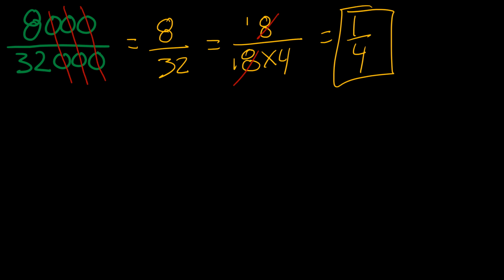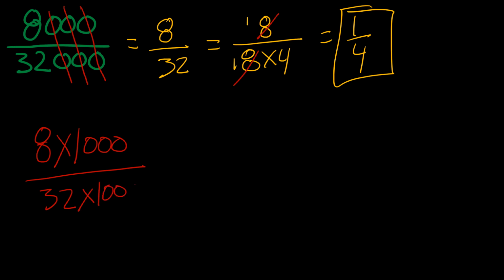And this is because, again, 8,000 can be represented as 8 times 1,000, and 32,000 can be represented as 32 times 1,000. And so when you're multiplying by 1,000 on top and on bottom, they'll cancel each other out, and you'll just be left with 8 over 32, which we just said reduces to 1/4. That's the reason why: there's 1,000 being multiplied on top and on bottom, so we can just cancel out the zeros from the beginning.